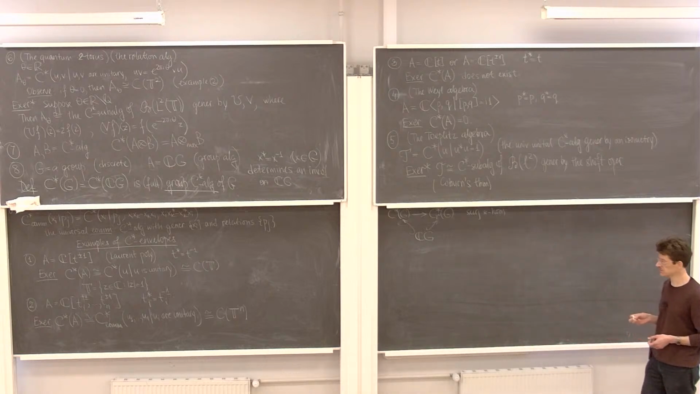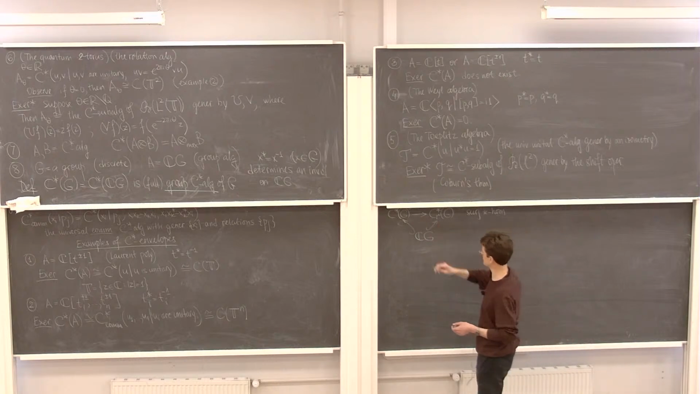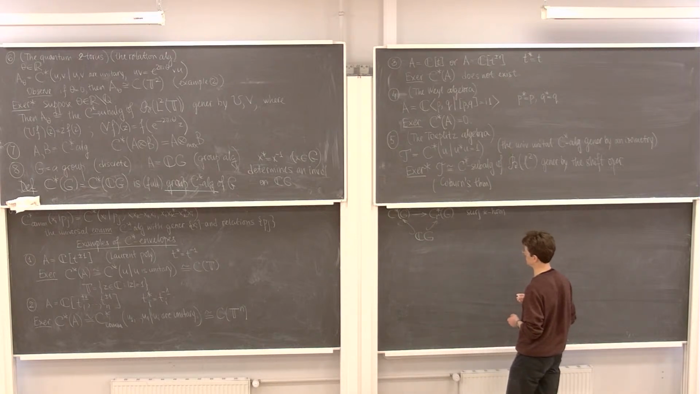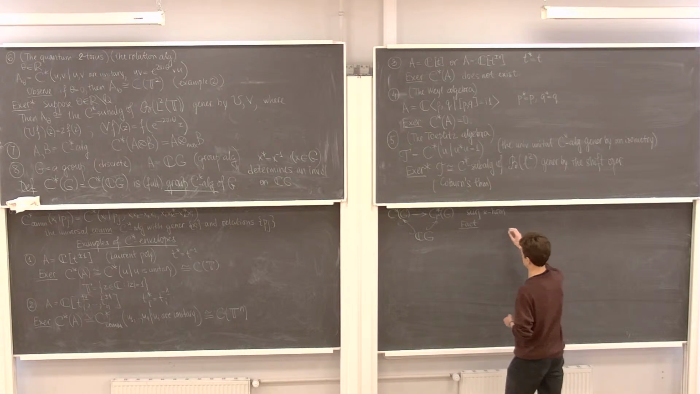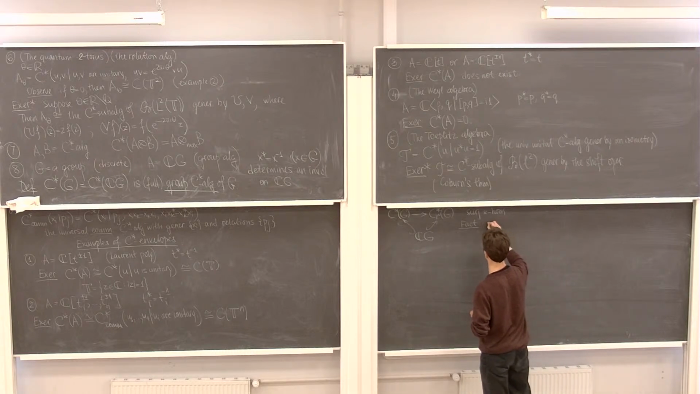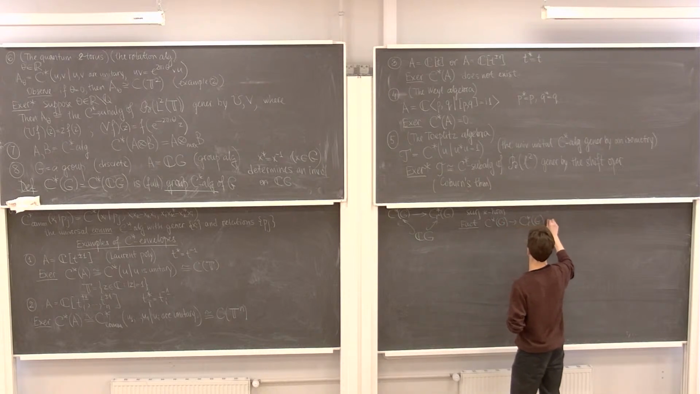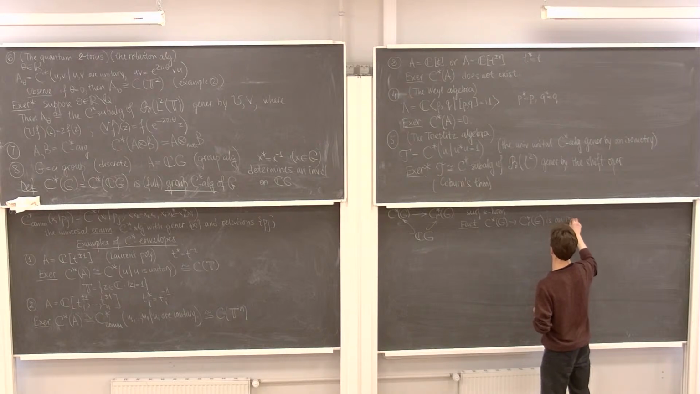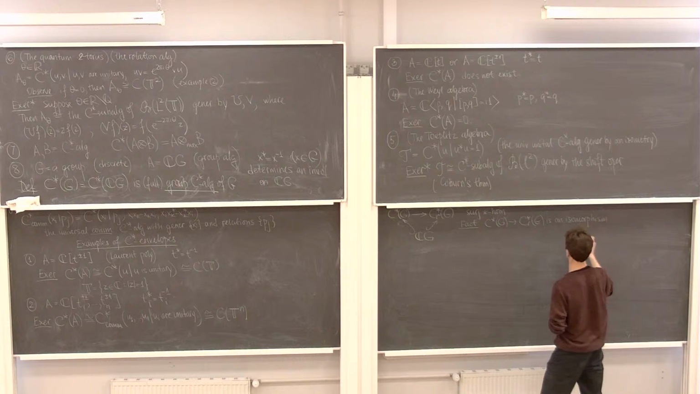A natural question is: is it an isomorphism? And the answer depends on the group G. So the fact, which is rather non-trivial, says that this map is an isomorphism if and only if the group G is amenable.